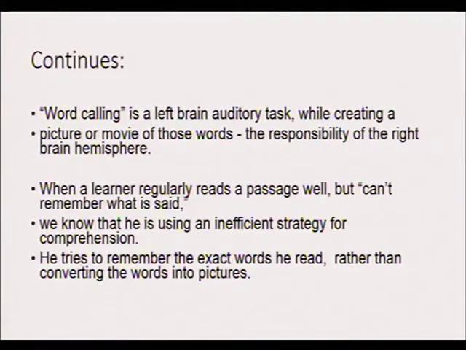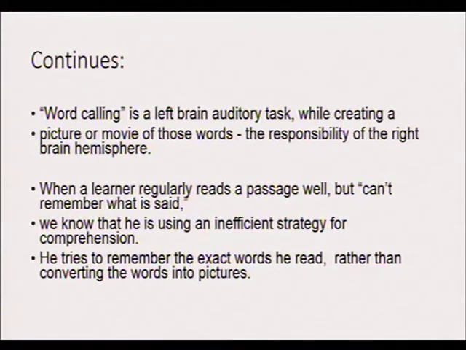For instance, let's take again the little red hen. Show them a picture of the hen, and then you say, remember now she's red. Now they must imagine that. Don't give them everything in picture form. Word calling is a left brain auditory task, while creating a picture or movie for those words is the responsibility of the right brain hemisphere.